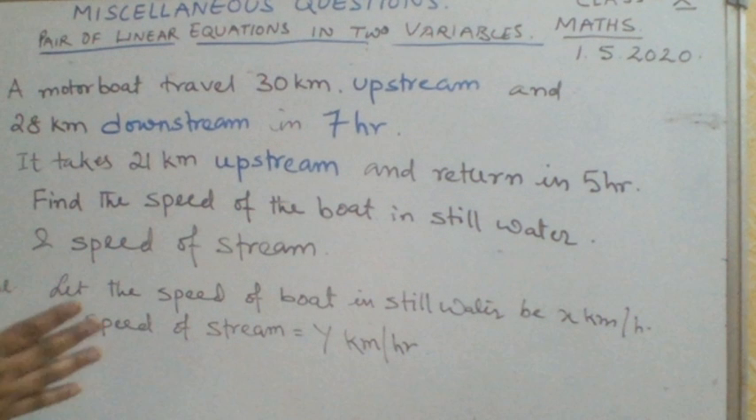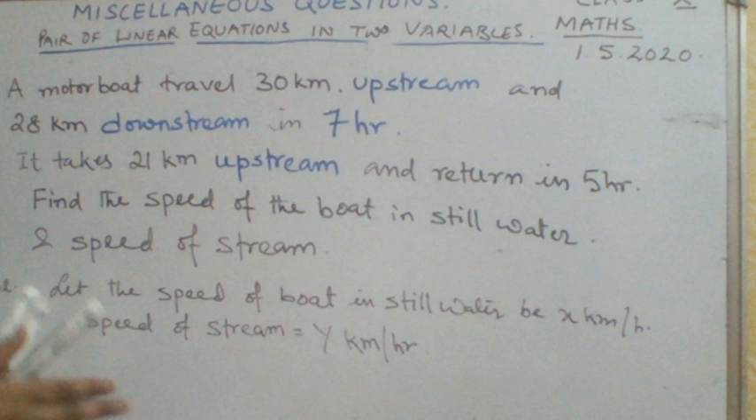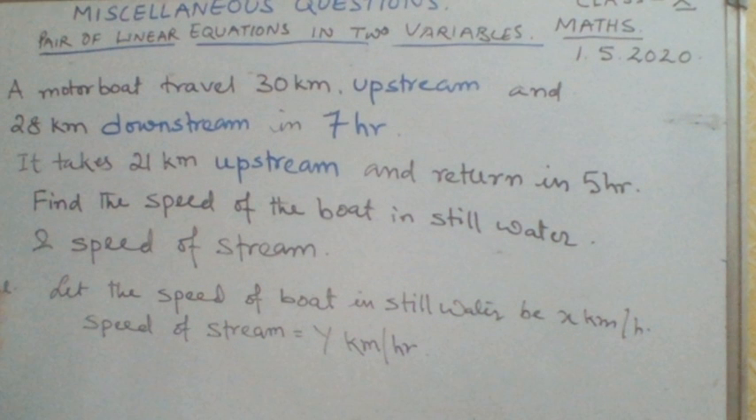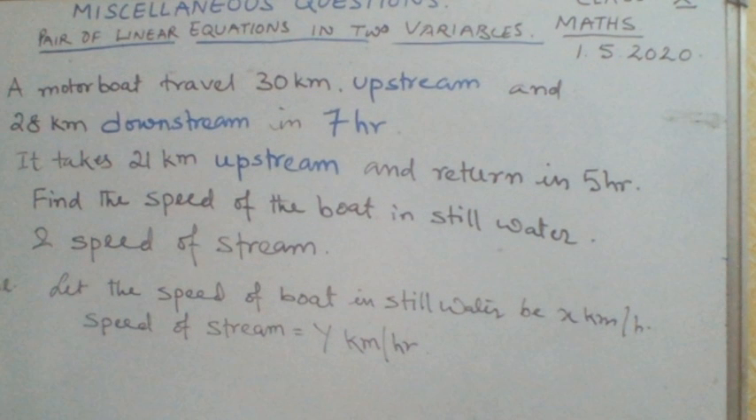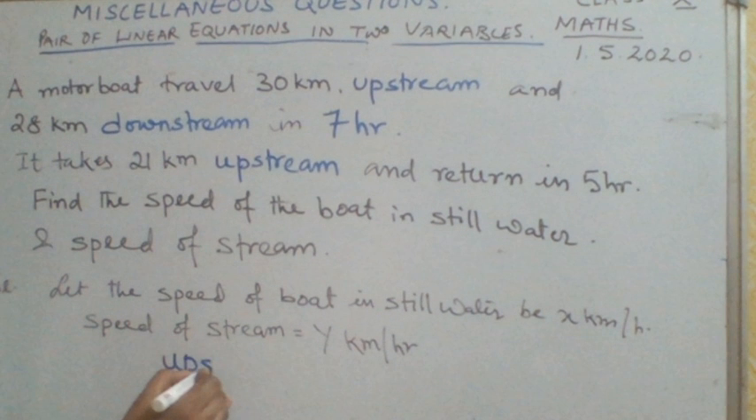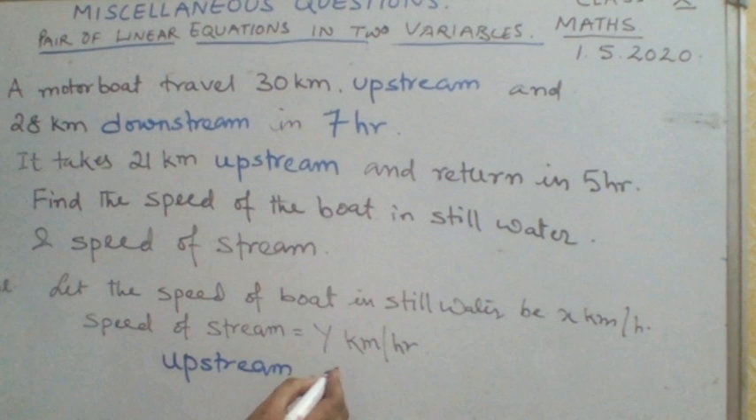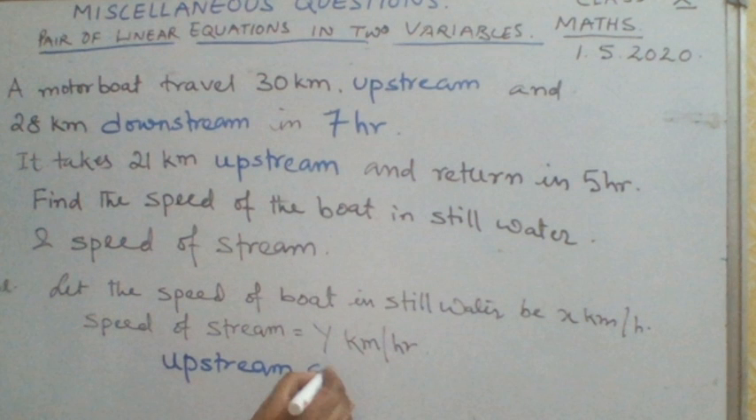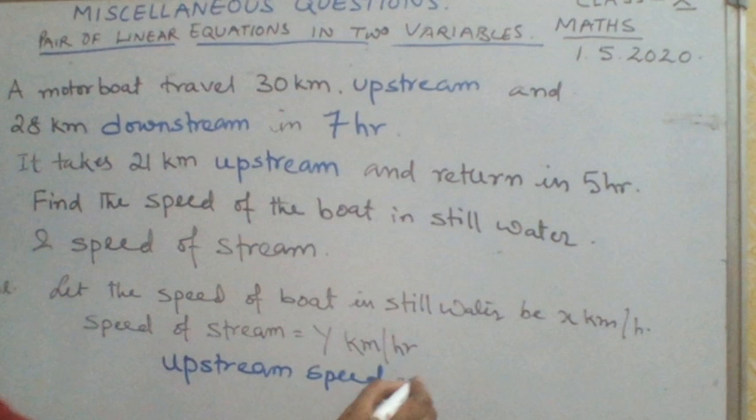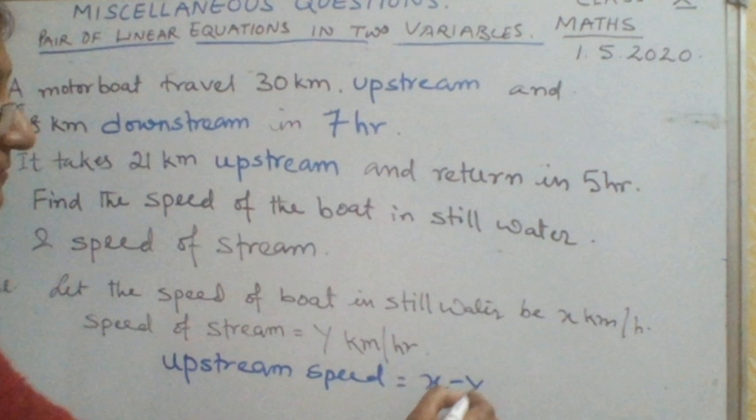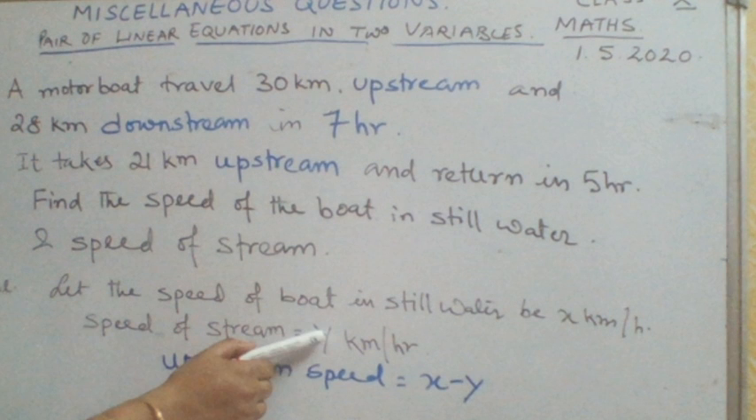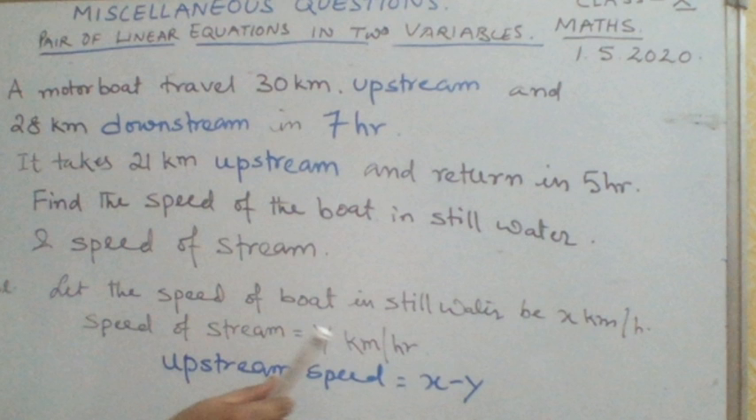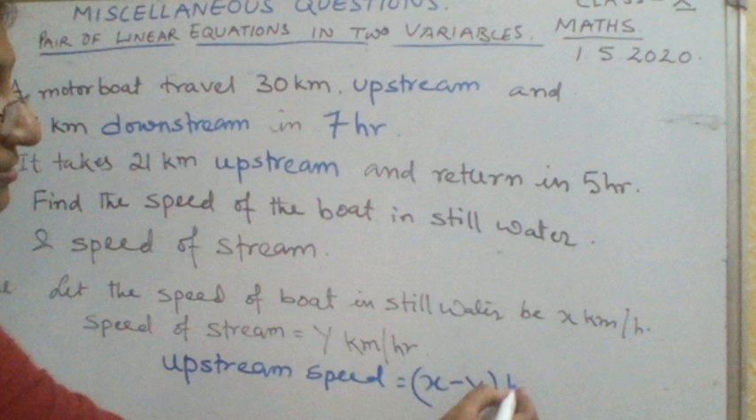As we know, downstream the speeds are added, upstream we need to take the difference of the speed of the boat and the speed of the stream. So upstream speed is equal to x minus y. Why x minus y? Because the speed of the boat should be greater than the speed of the stream. I have already explained this. Don't take it as y minus x. This has to be x minus y kilometers per hour.